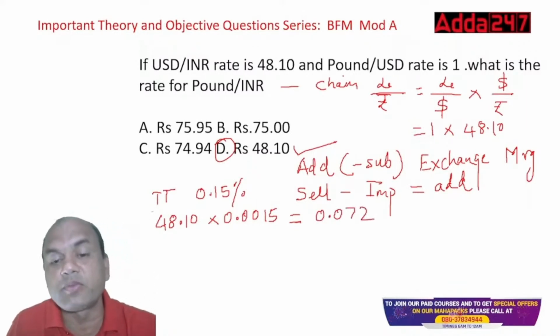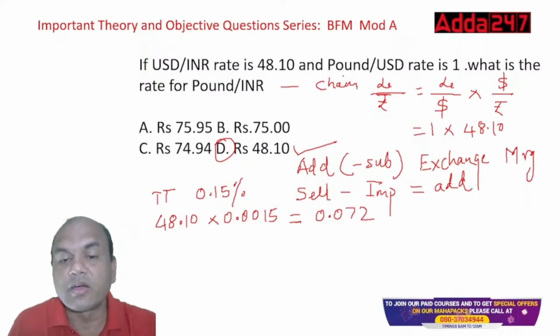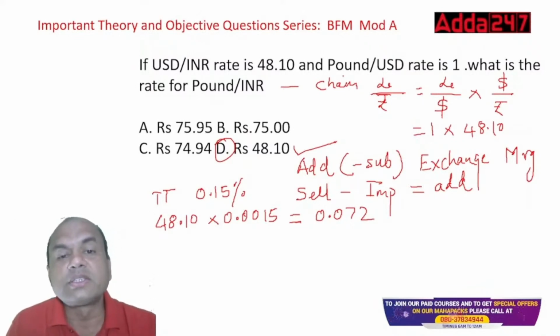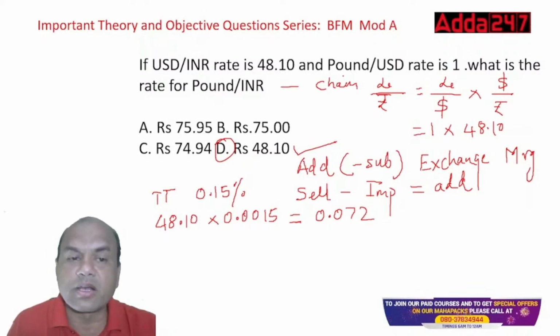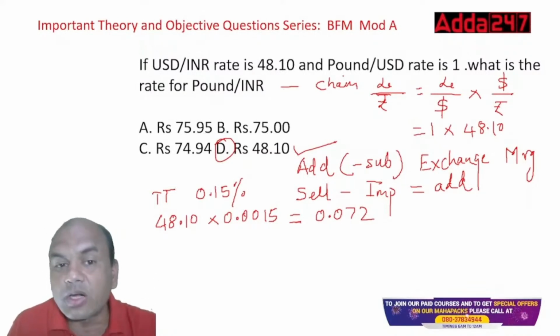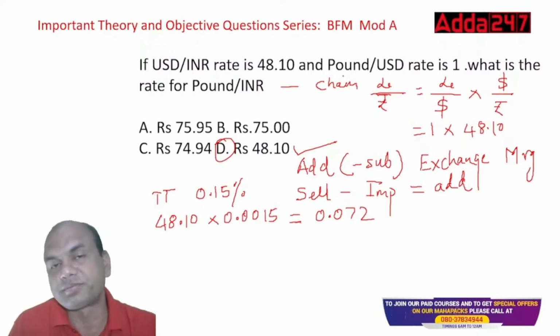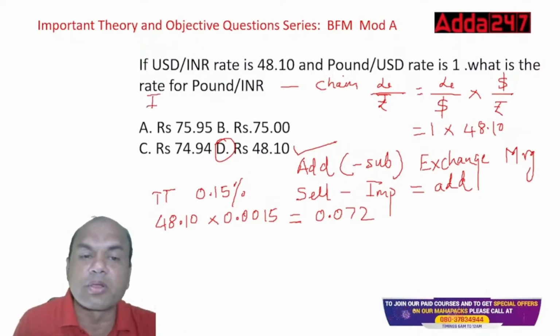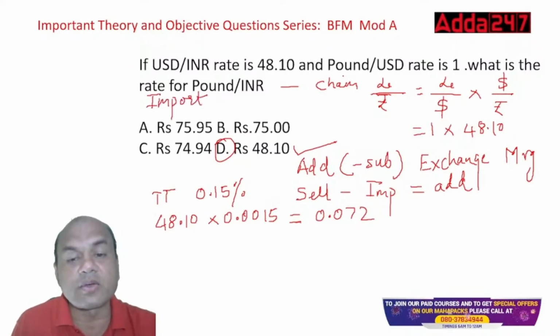This is your margin in figure. This was in percentage. Now it is in numericals. Okay, number. So what will you do in this problem? What is given? USD INR rate is given, pound. What is the rate you will be taking? It's not given whether it's a buy or sell. So let's assume it's an import transaction. Import. Right. So you'll sell it over here.